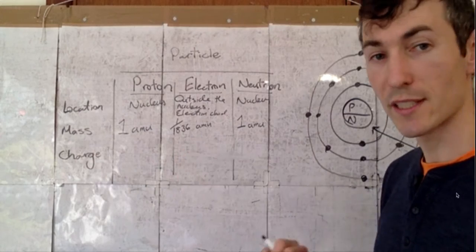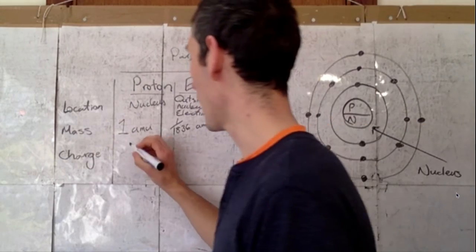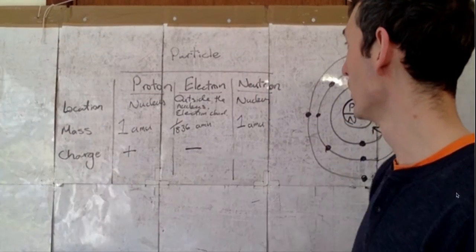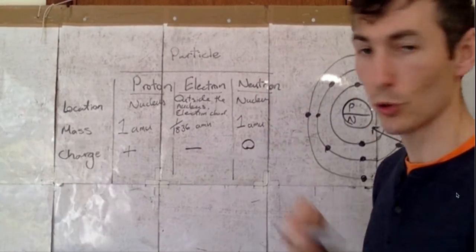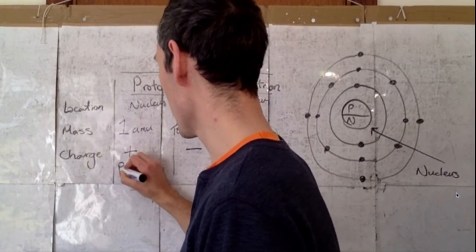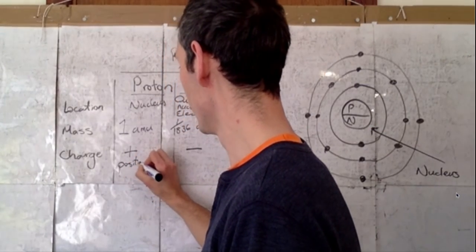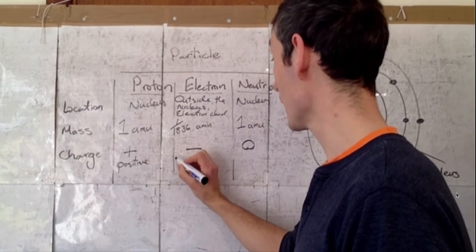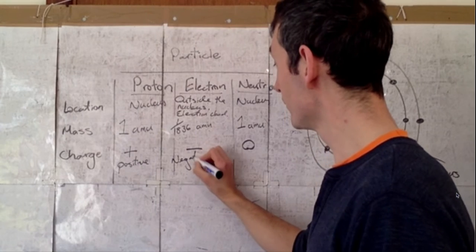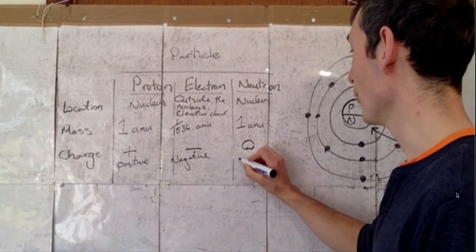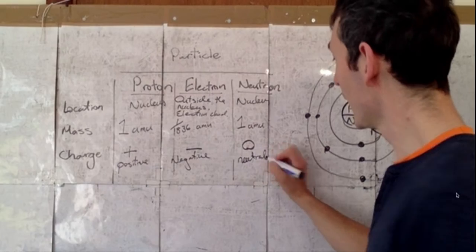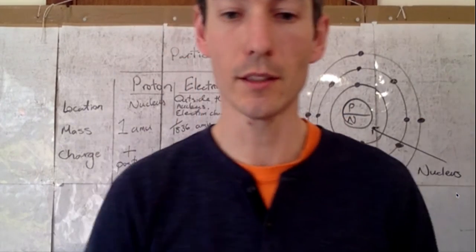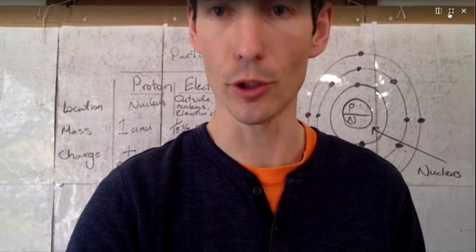Now, finally, to finish this table, our charge. Protons are positive. Electrons are negative. Neutrons are neutral. No charge. So plus sign for positive. Negative sign for electrons. And our neutrons are neutral. That means that they've got no charge whatsoever. Right then, we've got enough information to answer at least the first couple of parts of this question now.